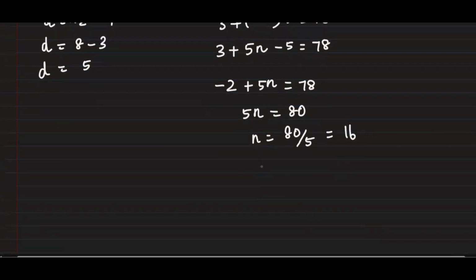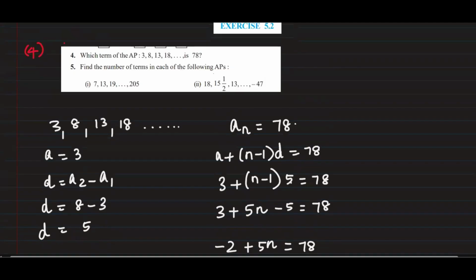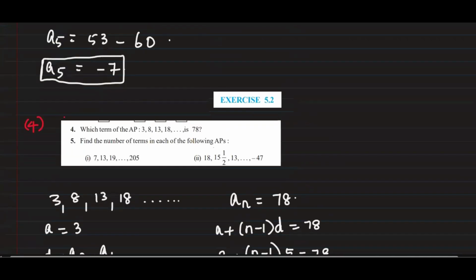So the 16th term of this given series, the value will be 78. So the 16th term is 78. The value of n here is 16. Or we should say the 16th term of the series is 78. Okay, easy. Now next question.